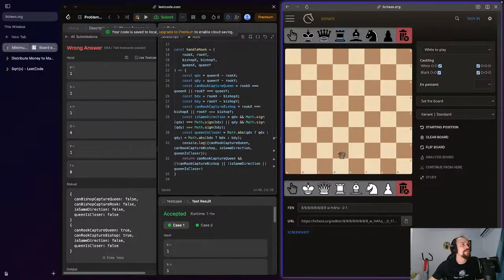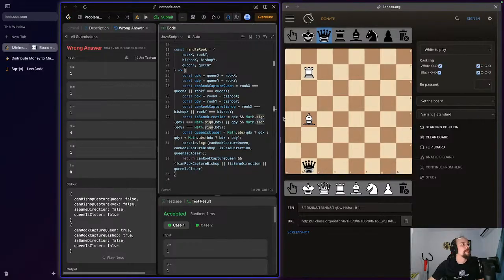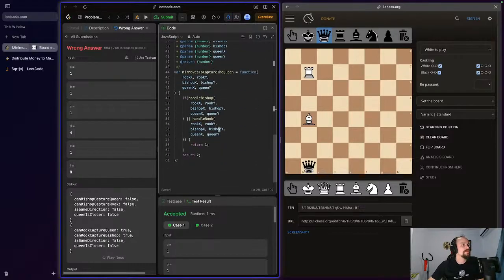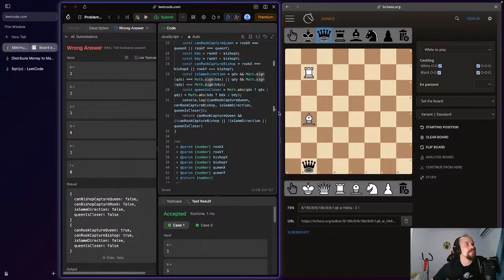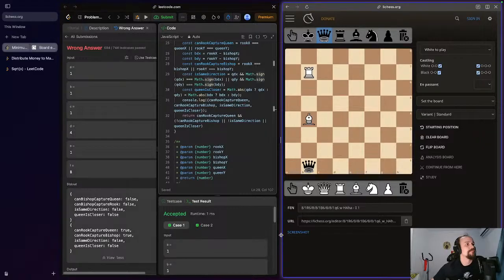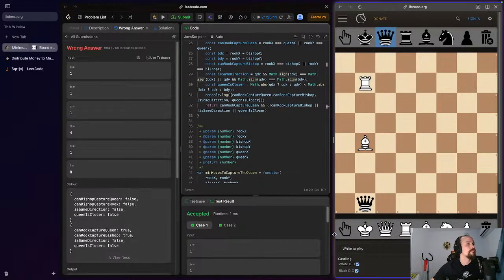Okay, so we start with the white rook. The white rook is at 1-1. And then we do the bishop, which is at 1-4. White bishop, 1, 2, 3, 4. And then the queen is at 1-8. So yeah, we can see we are potentially detecting the rook to take the queen. So we're not detecting something properly with the collision detection.